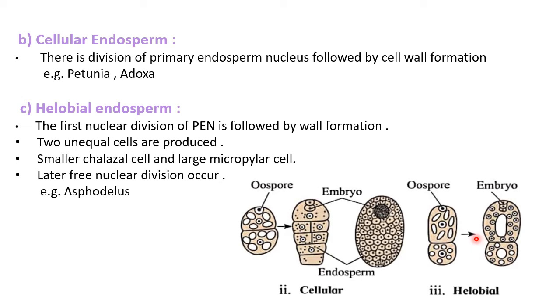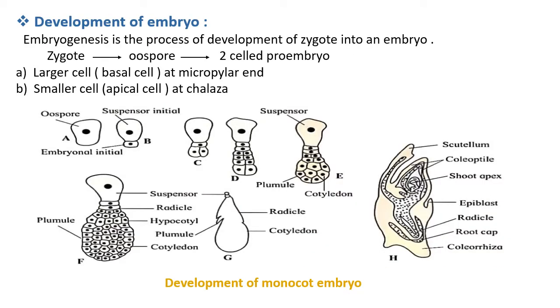Now in each cell, the nuclei undergo divisions and later on cell wall is developed around each nucleus. The example is Asphodelus, and the examples of cellular endosperm are petunia and adoxa. So we have studied the development of endosperm. In this topic, we are going to study development of an embryo.